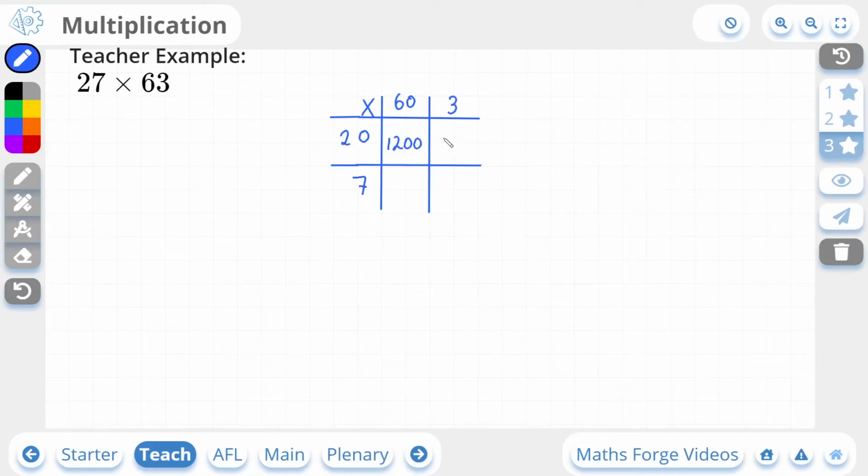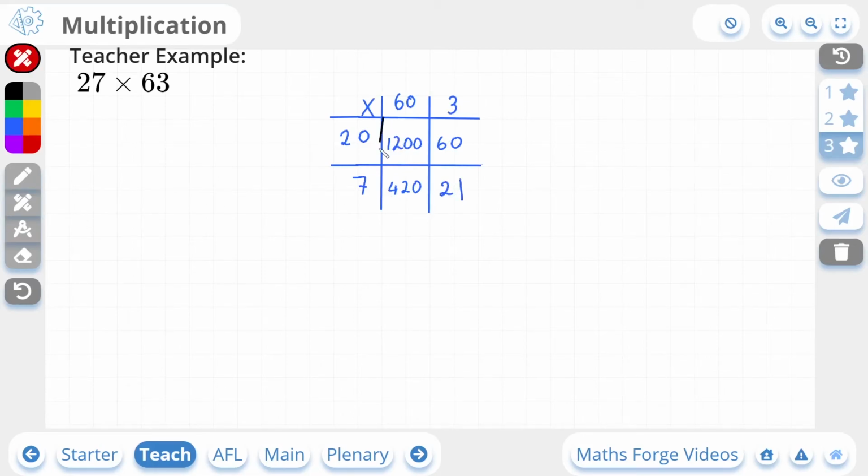And now I'm going to do 20 times 3. Well, that's 3 times 2, which is 6. And there's only one 0 here, which is at the end of the 20. So that's going to go here. And now we'll do 60 times 7. So 7 times 6 is 42. But then there is a 0 at the end of the 60. So I'm going to put a 0 here, 420. And now I'm going to do 7 times 3, which is 21.